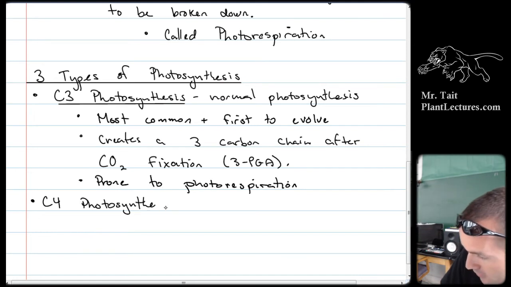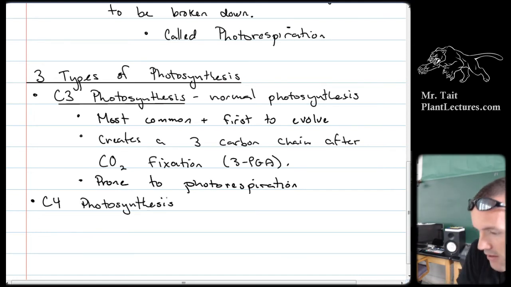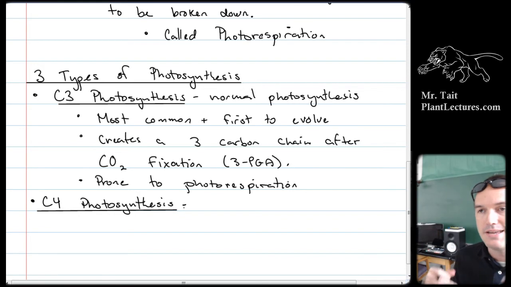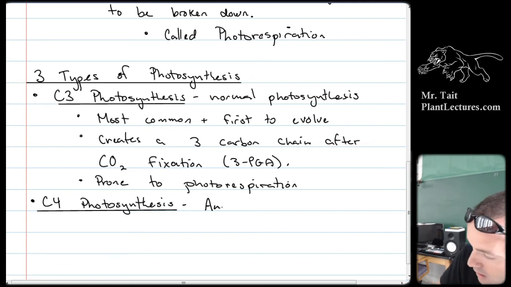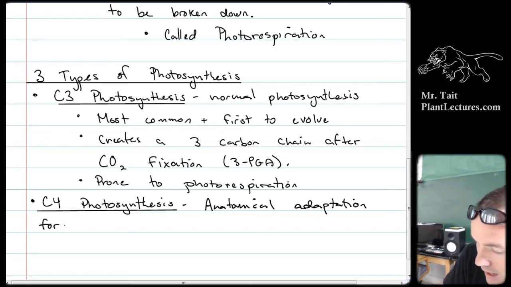Next, C4 photosynthesis. Like our friend the St. Augustine grass, right? That's what's happening there is C4 photosynthesis. And C4 photosynthesis we can think of as a physiological adaptation to this problem that it has, okay? Physiological, anatomical, structural, they all essentially mean the same thing in this case, and that is that it's going to just change which part of the plant that photosynthesis takes place in. Okay, so an anatomical adaptation for hot environments.